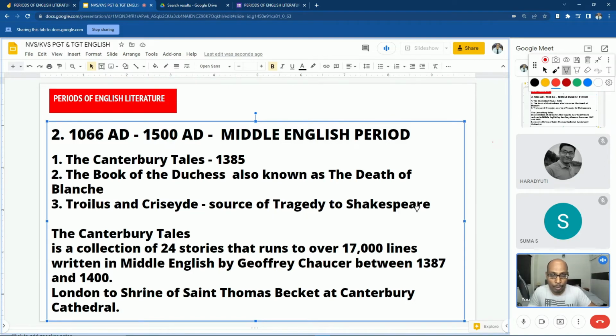Now from the examination point of view, they will ask you which work of art is not authored by Geoffrey Chaucer. They will give you 4 options. First one, the Canterbury Tales. Second one, the Book of the Duchess. Third one, Troilus and Criseyde. Fourth one, Hamlet. Which one is the right option?